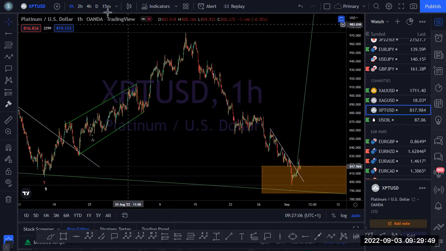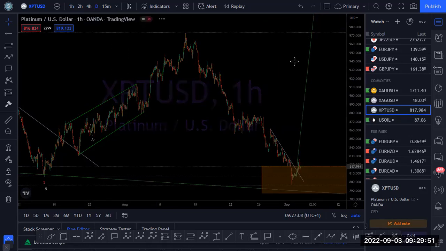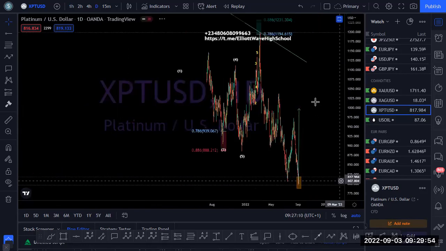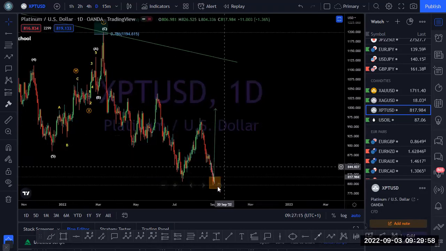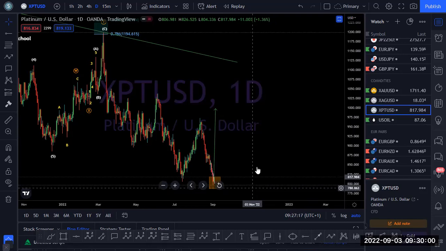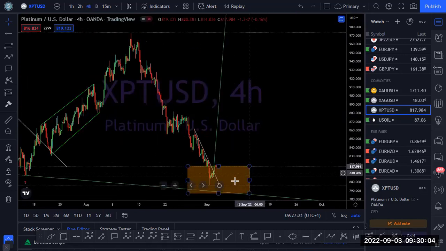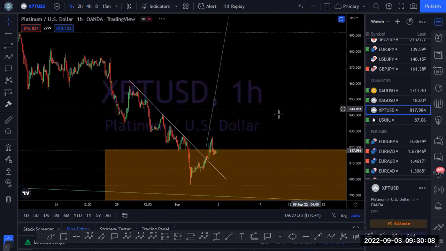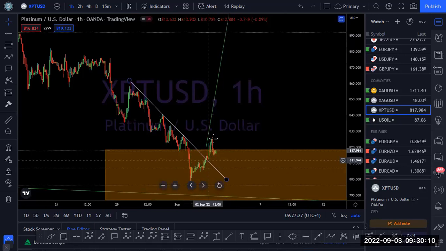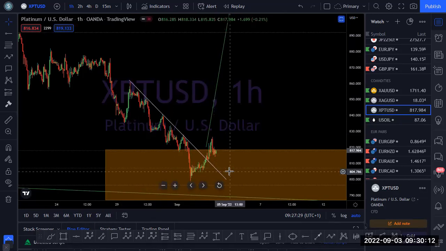What do we have? Let's go to daily. Is that inside our reversal zone? Okay, so let's check 4 hours. In the reversal zone, let's check 1 hour.